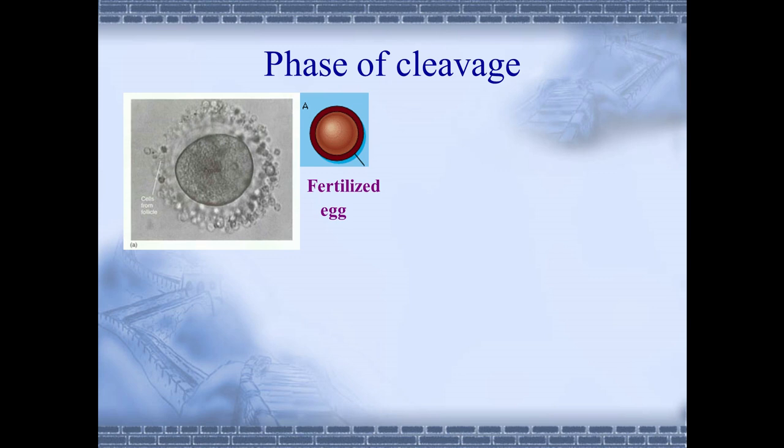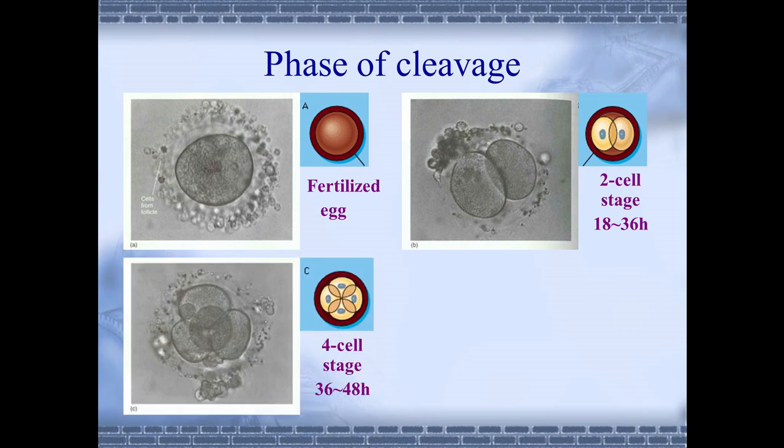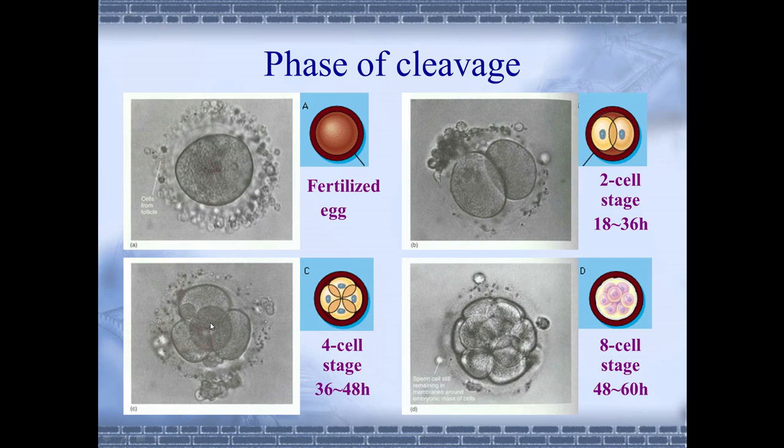We can see the slide in which we can see the fertilized egg. Okay, then stage 1, there is the formation of the 2 cells. It is a 2-cell stage. You don't need to remember the numbers. Then is the 4-cell stage. You can see there is the formation of the 4 cells. Okay, then is the 8-cell stage. So these are the phases of cleavage.